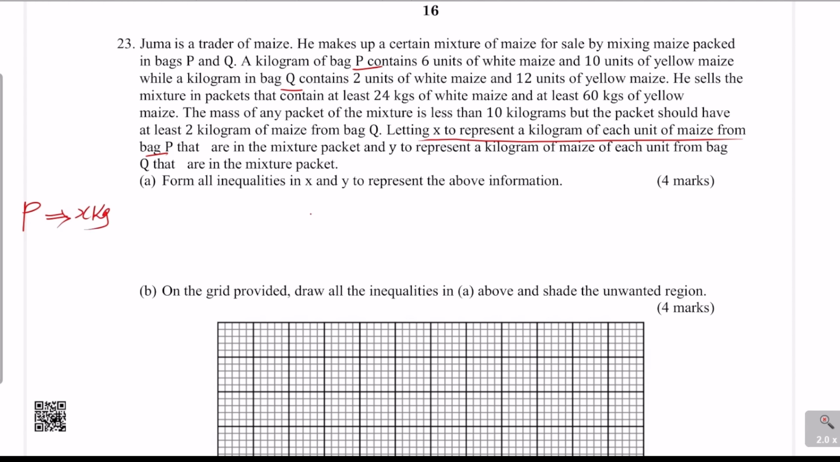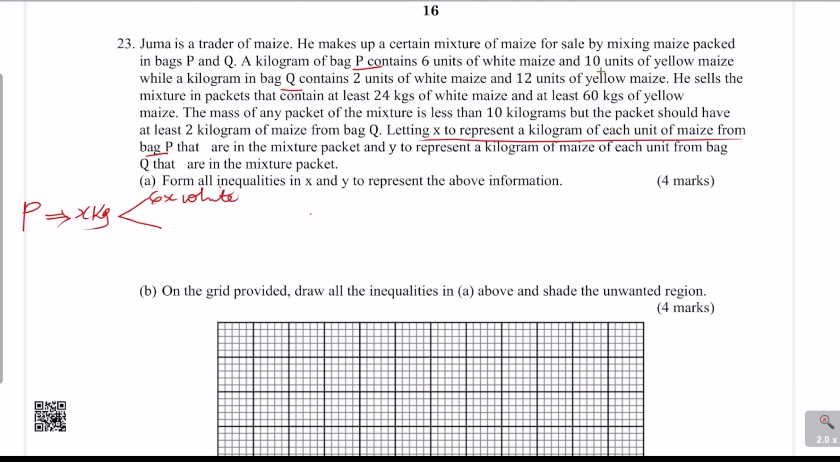So that is X representing a kilogram of each unit. So in bag P, we have how many units? We have 6 units of white maize. So if 1 unit has X kilograms, what about 6 units? I'm going to branch this one because we have white and yellow. So 6 units of white maize, these kgs will be 6 multiplied by X, that will be 6X. That is for the white.